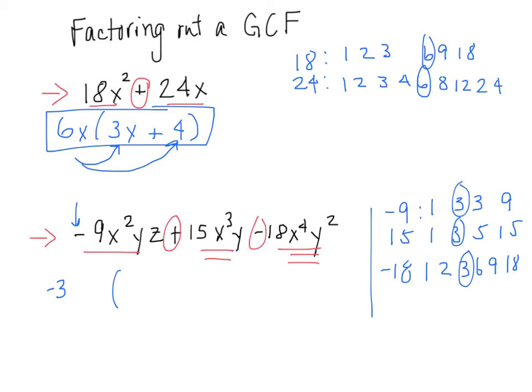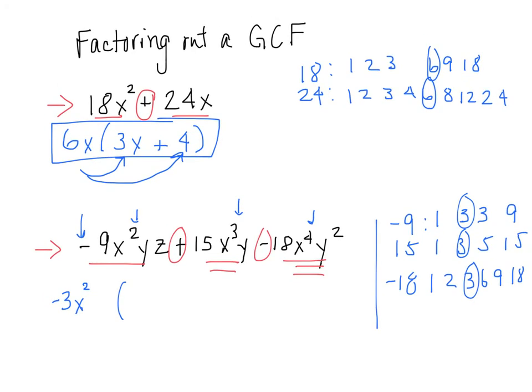And I look at the variables. I see that each term has an x. This first term has an x squared, the second term has an x cubed, the third term has an x to the fourth. The highest number, the lowest power each term has is an x squared. I also see that each term has a y, so we can factor out a y from this. Not every term has a z, so we leave the z's alone.